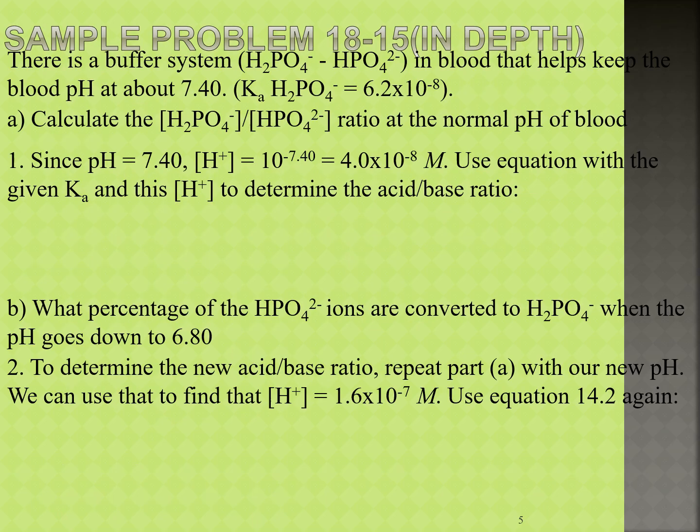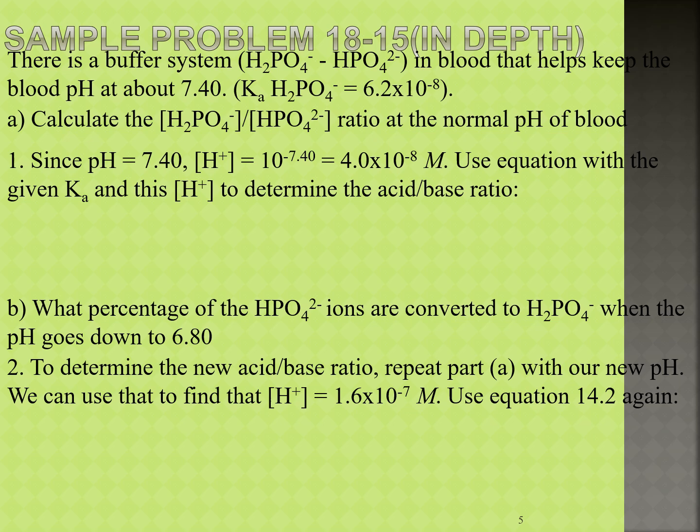One more sample problem in this podcast. Here we have a buffer system, and it keeps our blood at a pH of about 7.4. We're given the Ka for the weak acid in that buffer system. I want to calculate the ratio of weak acid to weak base at a normal pH.